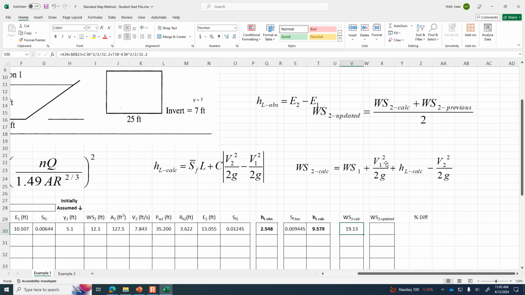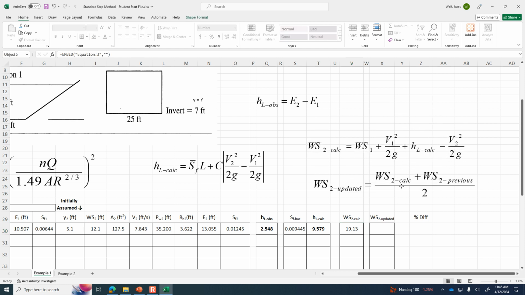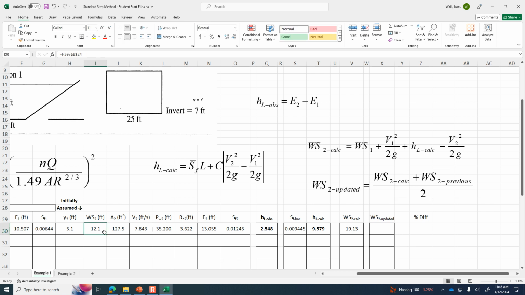The updated, here's how we do the updated. We just average this previous water surface elevation, which was this one, 12.1. We average the previous one and the calculated one. So it is previous plus calculated divided by 2. That gives 15.62.